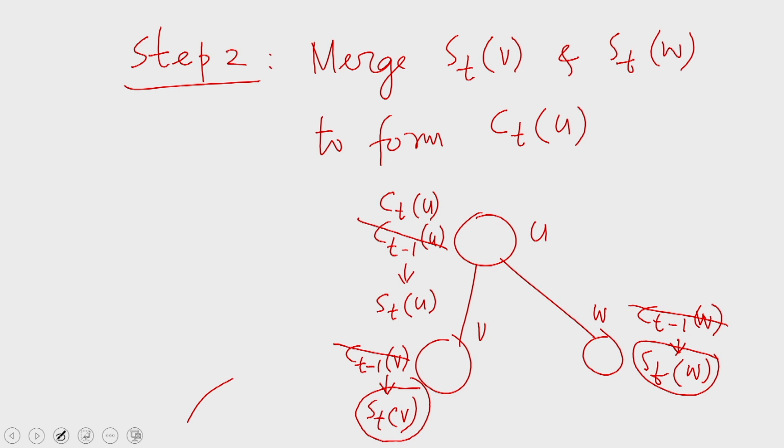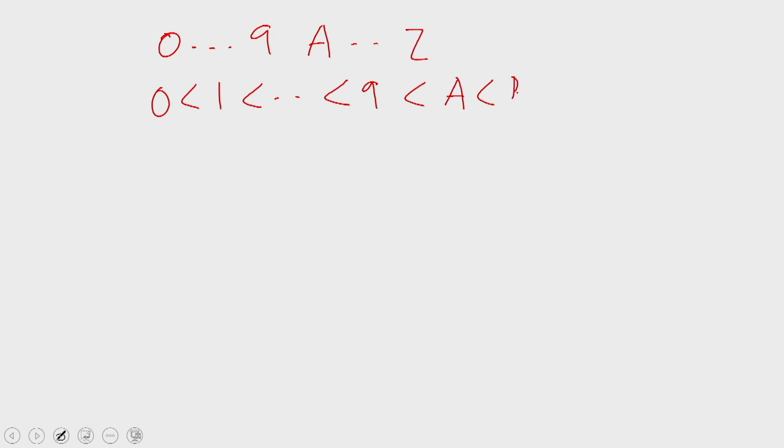Now, let us take an example and see how the algorithm works on real data. So, let us say we have the key values from 0 to 9 followed by a to z. Let us say this is the increasing order, 0 less than 1 less than 2, etc. 9 is smaller than a, which is smaller than b, and so on. So, we shall assume this linear order for the key values.